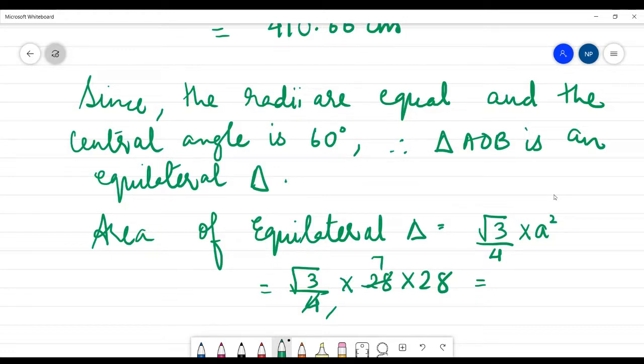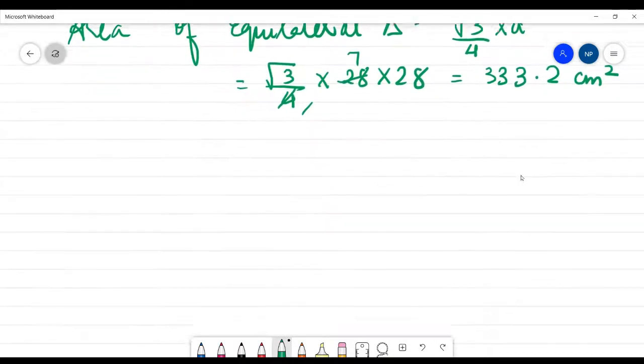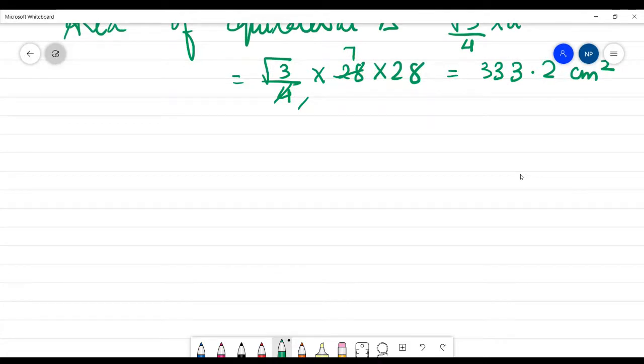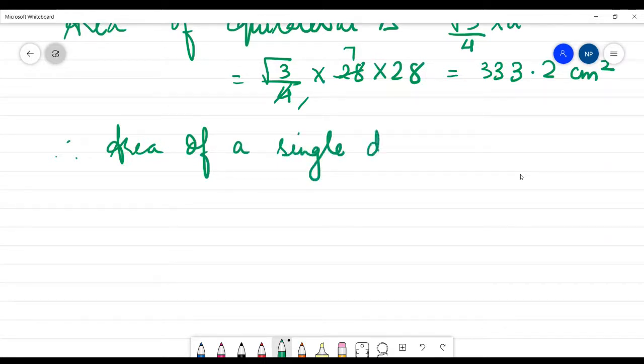We will get the answer as 333.2 centimeter square. Now we know the area of the sector, we know the area of the triangle. We are going to subtract the two and we are left with the area of the segment, that is the area of the design. So therefore, area of a single design, in bracket segment. First let us find it for 1, then we will multiply by 6.